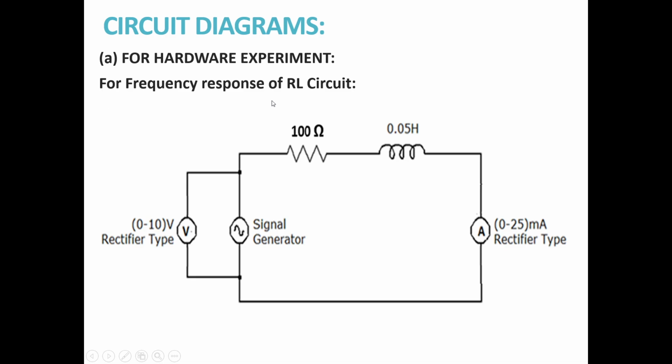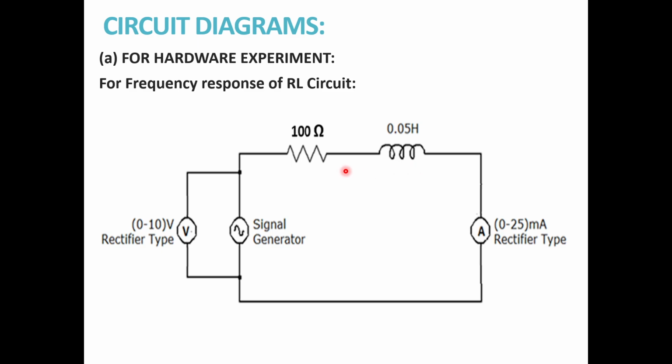Okay, for frequency response of RL circuit. So this is our R of 100 ohms and L of 0.05 Henry. If you are unable to set 0.05 Henry in your decade inductance box, what you can do is you can convert that into millihenry. 0.05 Henry is equal to 50 millihenry.